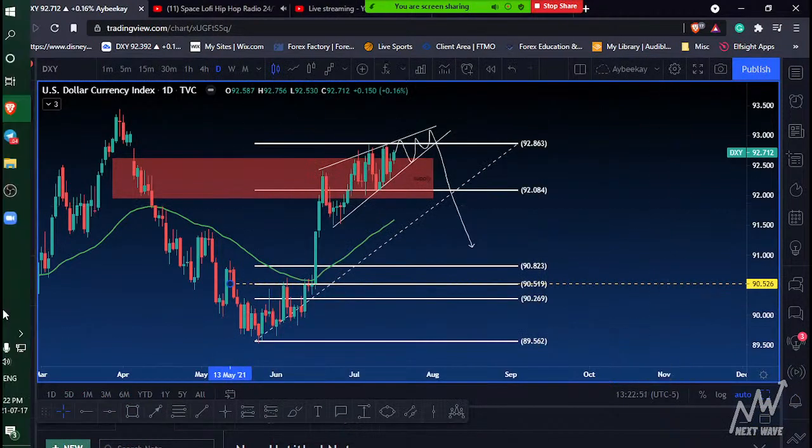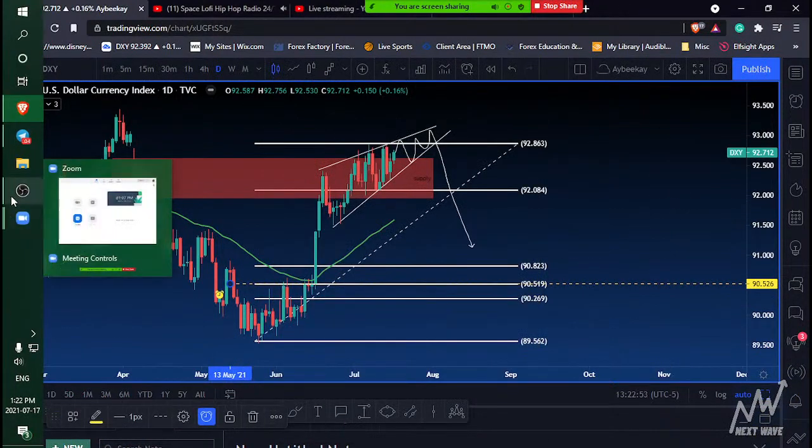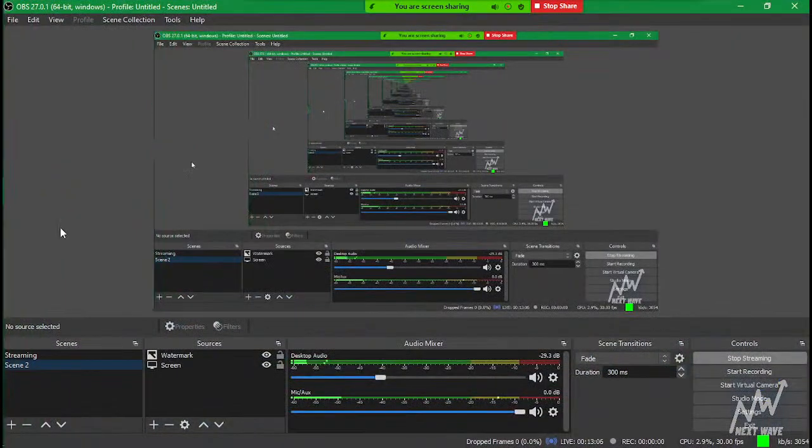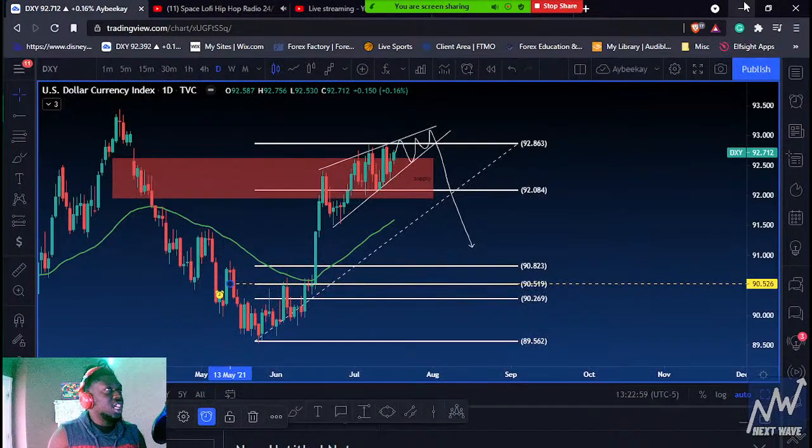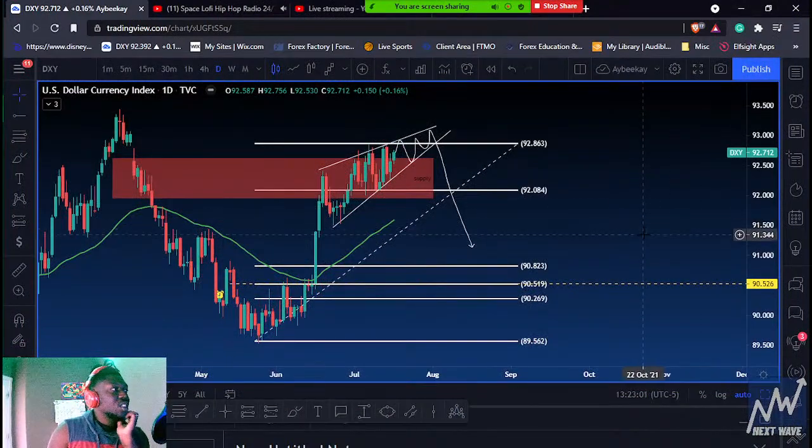Oops. I think I might have... Yeah, I turned off the camera by accident. Oh, well, no, I just need to change that. My bad.